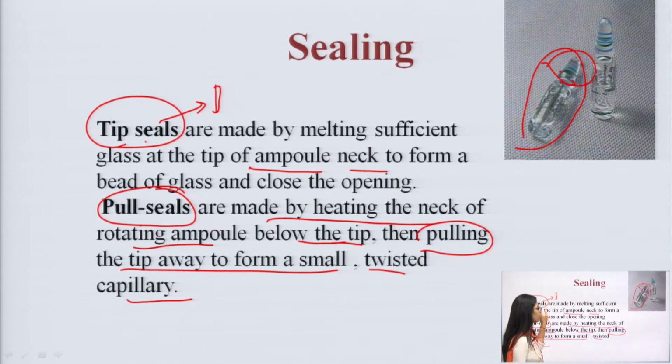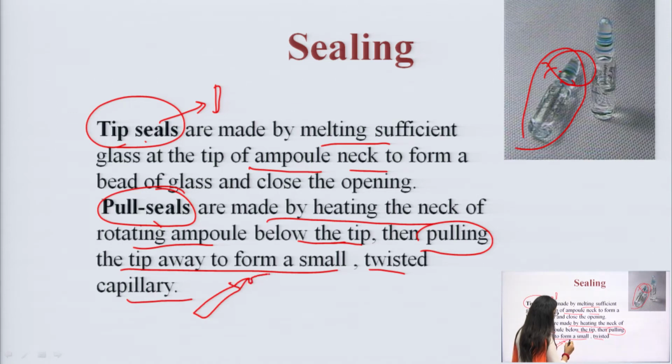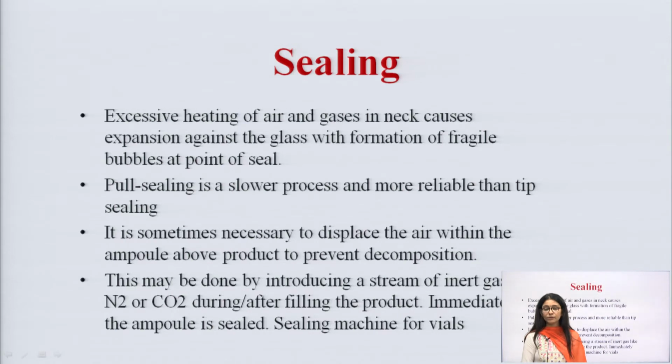In case of a tip seal, we are providing sufficient heating power so that our ampules are completely blunt in shape at the top of the particular tip. Whereas in case of a pull seal, we are pulling the particular ampules in two different directions. This is what your sealing technique is all about.